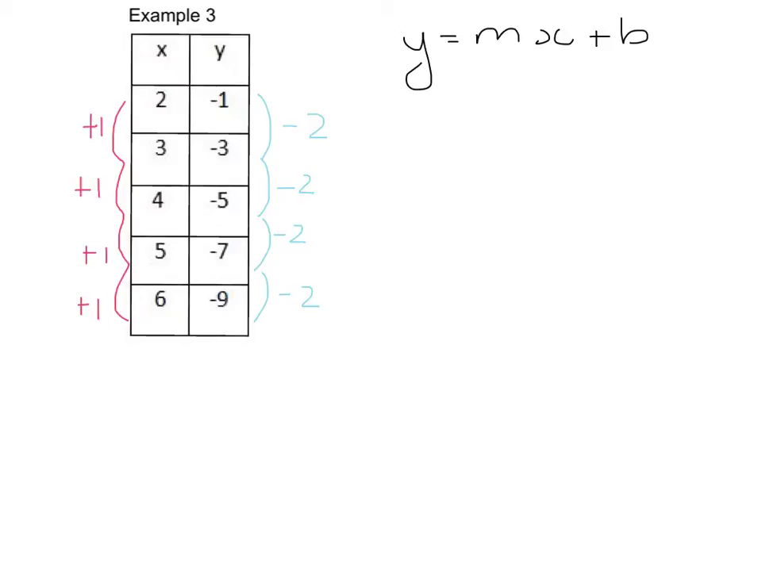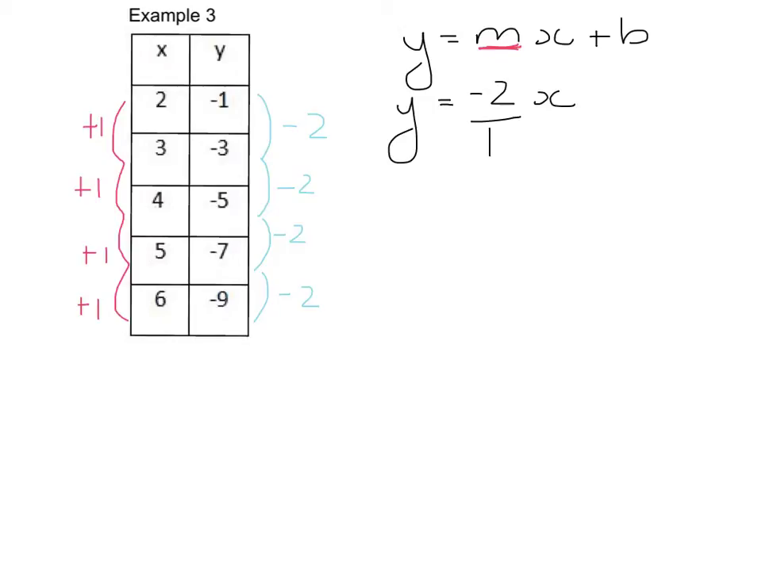First of all, remember what we said last time. This m value is found by the y over the x. So the change that occurs in the y over the change that occurs in the x. And in this case, the change in the y is -2 over the change in the x is +1.